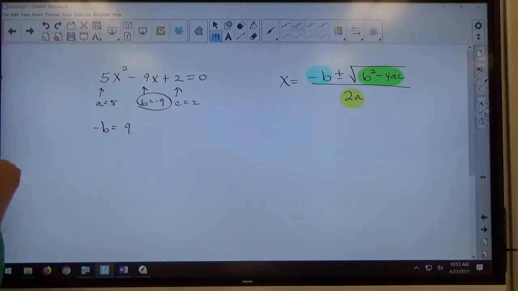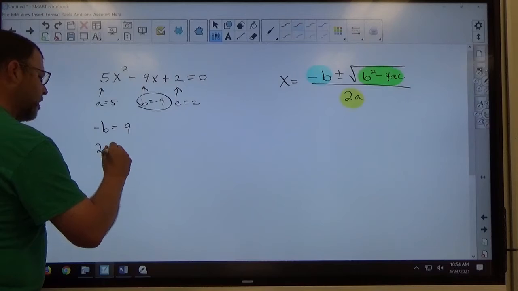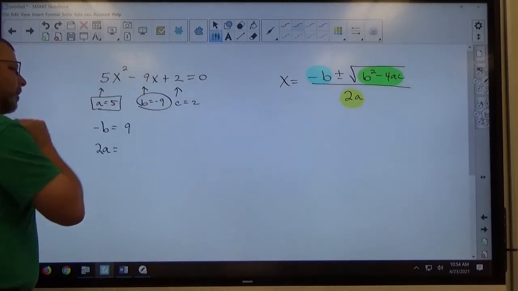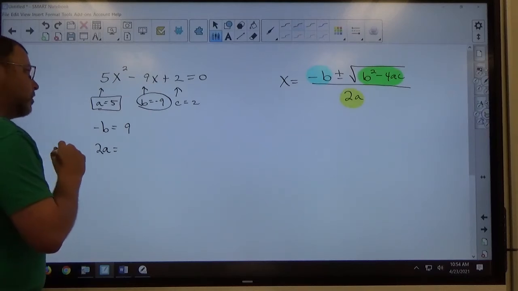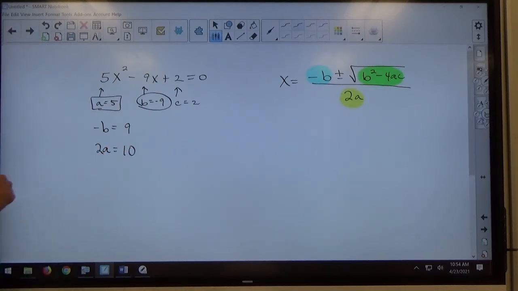Okay, next, minus b just means whatever b is, change the sign. If b is negative, minus b will be positive. If b is positive, minus b will be negative. Minus b just means whatever b is, change the sign of b. 2a means you look at a up here and just double it. Whatever a is, you make it 2 times as big. 2 times 5 is? 10. Okay? That's not going to be the hardest question to ask today. All right, the final one.